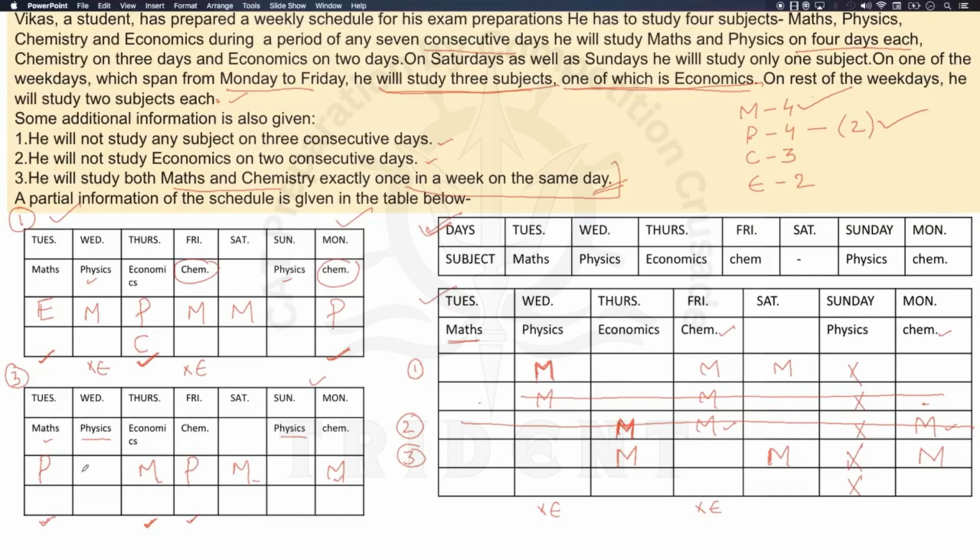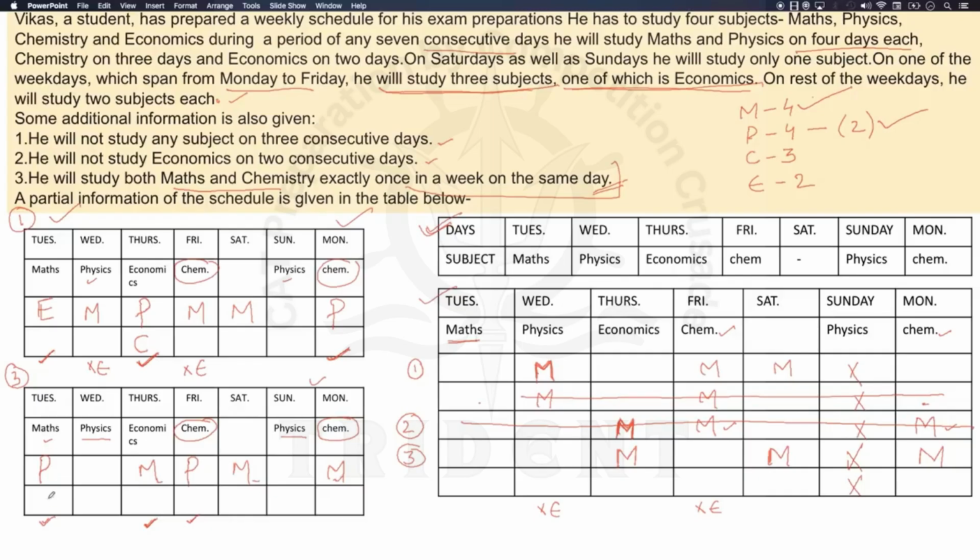So again we have completely fixed all the positions of physics. We have fixed all the positions of chemistry and maths. What is remaining is chemistry. So 2 chemistry is already fixed. Now let's see where all chemistry can come.